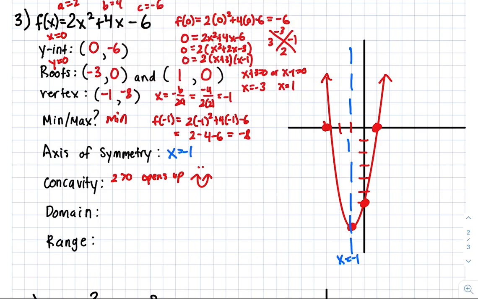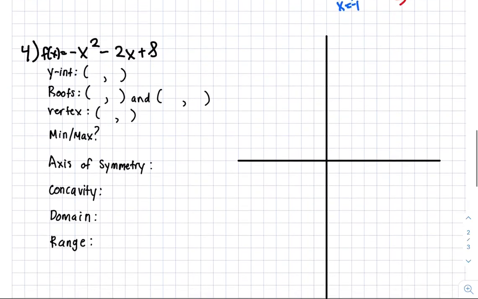Alright, great. Now, domain. How far left is this graph going? It's going forever to the left, negative infinity. How far right? Positive infinity. Range. What is the lowest point? You guys know your vertex is negative 1 comma negative 8. So the lowest point is at negative 8. How high is the graph going? Positive infinity. Last one.